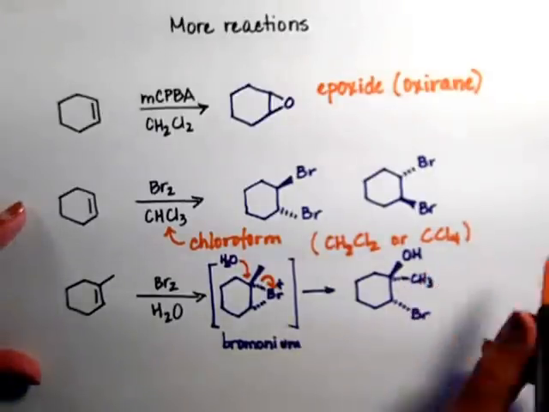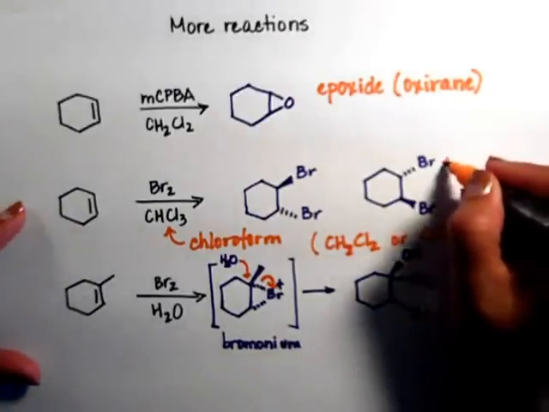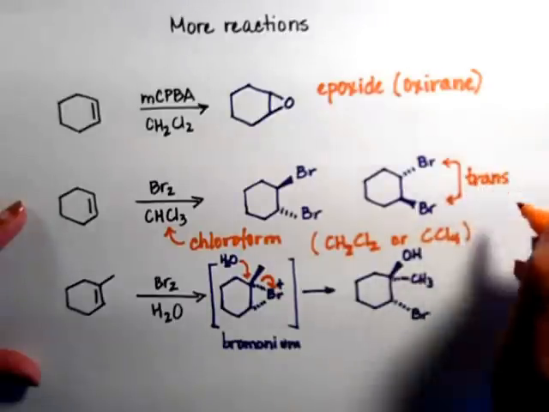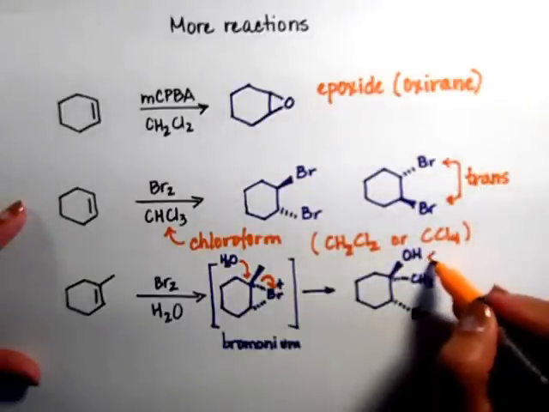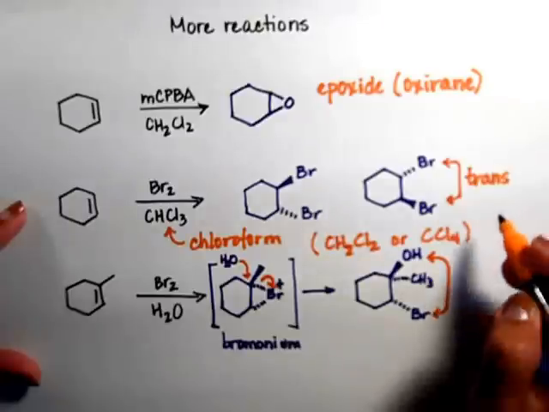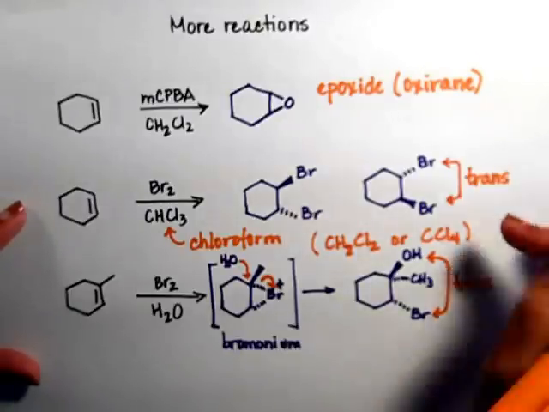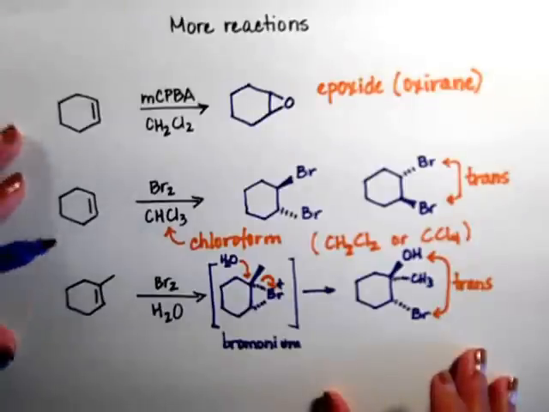What you're going to be looking for in the top reaction right here is that your halides were trans to each other. On this reaction, the OH and the bromide need to be trans to each other because this is an anti-addition.